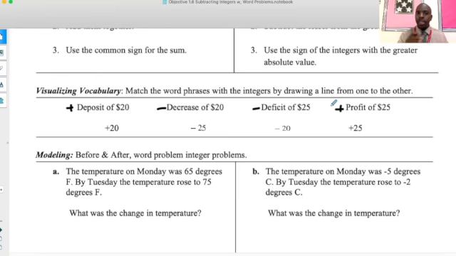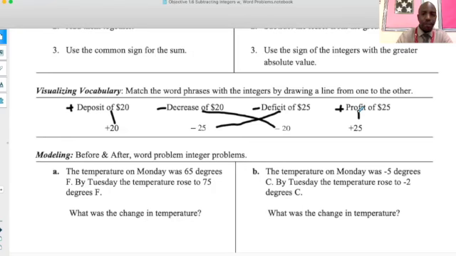So here we see deposit being a +20, decrease of $20 meaning a -20, deficit meaning -25, and profit of $25 is profit or +$25. Okay, now yes, I'm hoping that that was really easy for you to draw those lines and connect that. But these are big words and they're important words for us to do. Let me model 2 examples for you. Now, both of these examples represent temperature, but I do want you to pay attention to the other problems that you have to do and notice what is it talking about. Now, when it comes to word problems, I want you to identify the before and after.